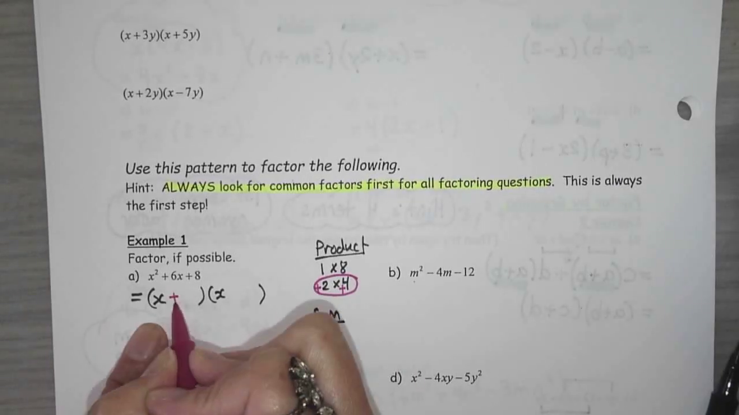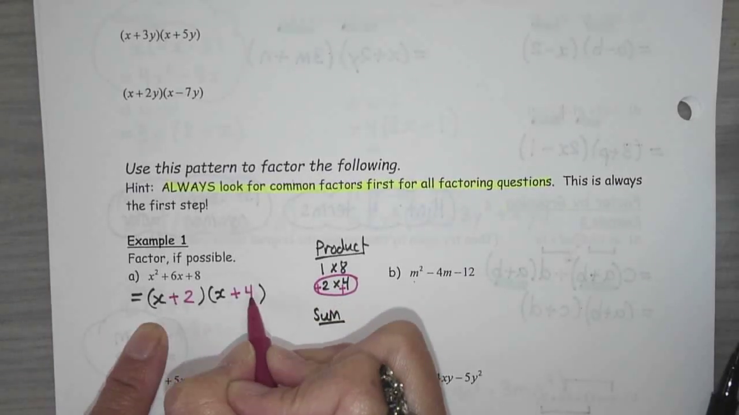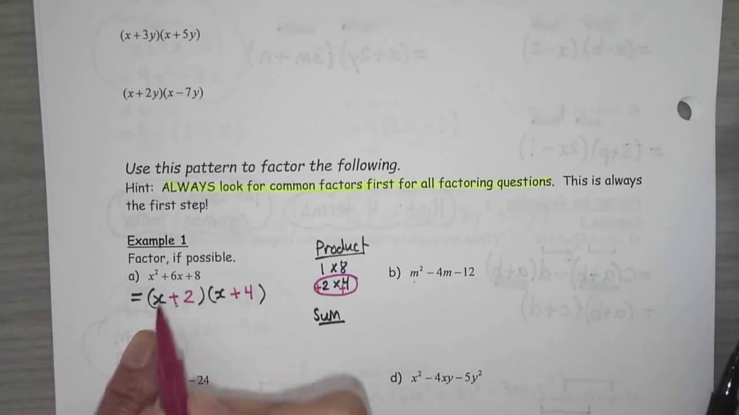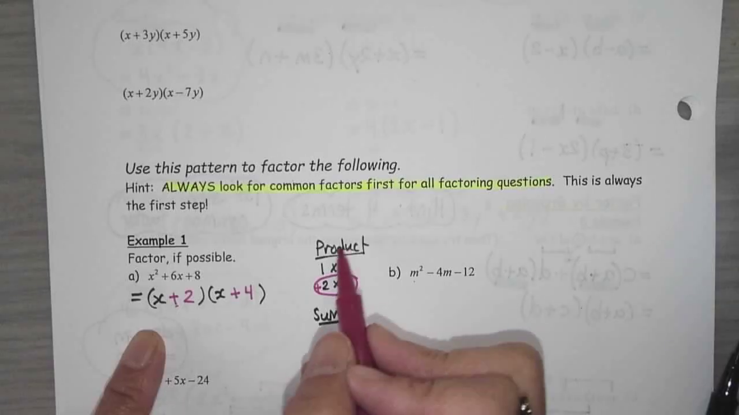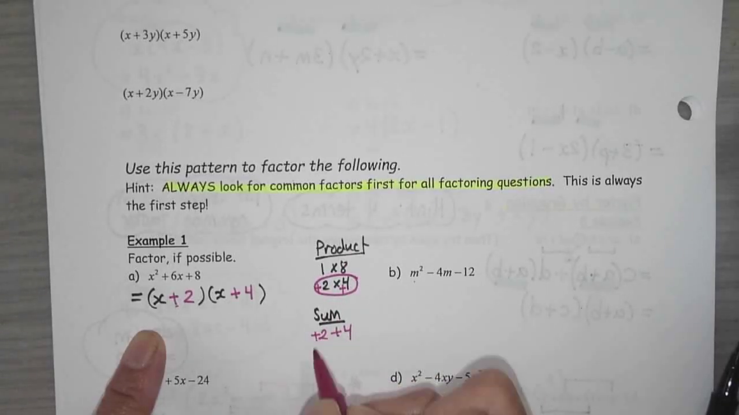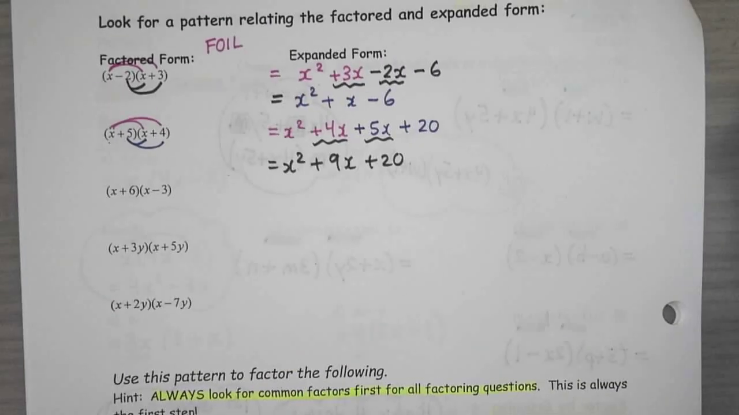So then that makes it plus 2 and plus 4. They multiply: the last times the last gets me the 8, and they add to get the middle. So that's the product and the sum, 2 plus 4, right? So positive 2 and positive 4, that gets me this pattern. So try it again, looking at this pattern.